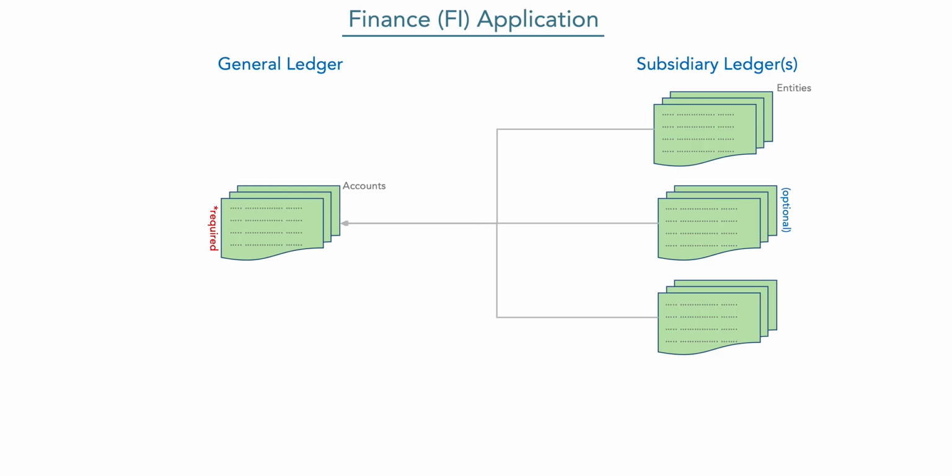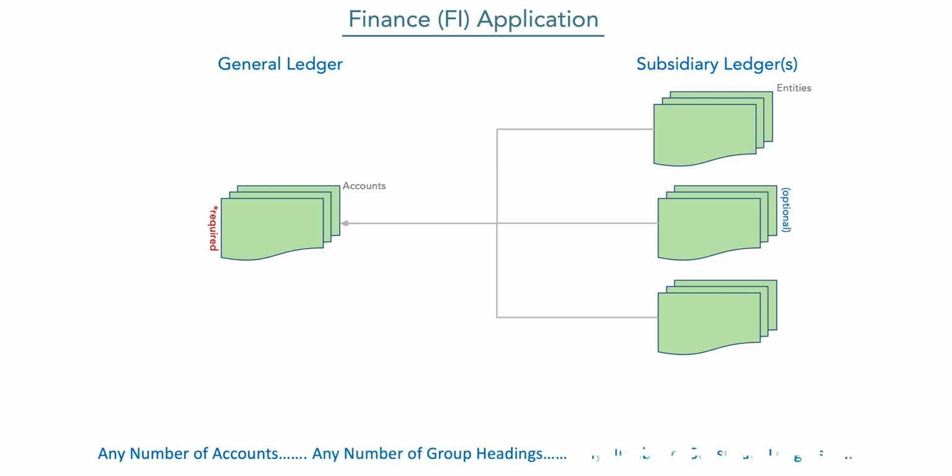After fresh deployment of Evolved Apps, we get a completely blank general ledger by default. This means that we have the liberty to arrange our general ledger in any way we might want it. We can create any number of accounts, any number of group headings, and any number of subsidiary ledgers.